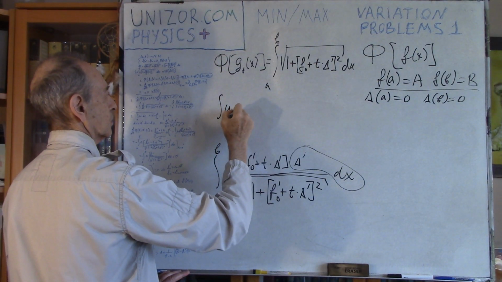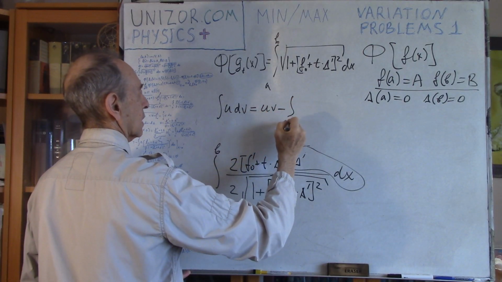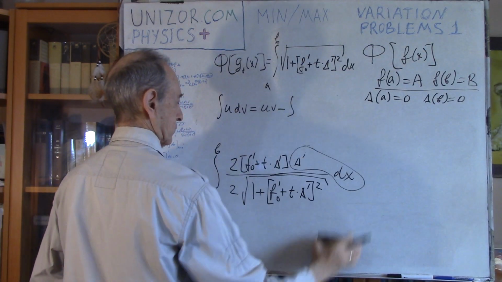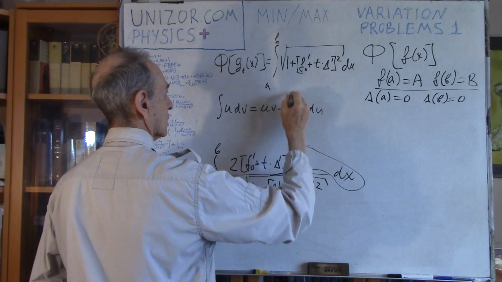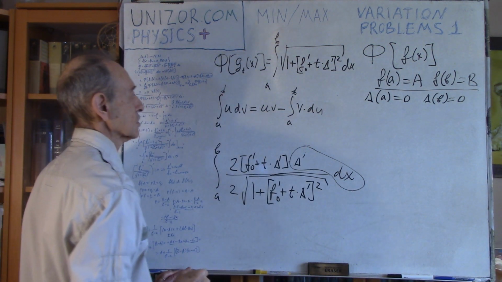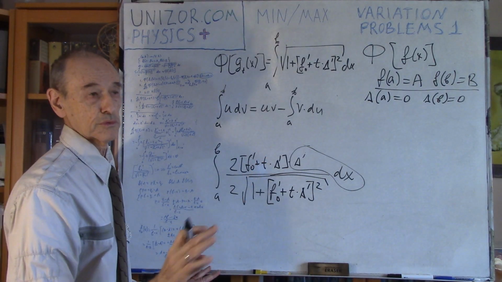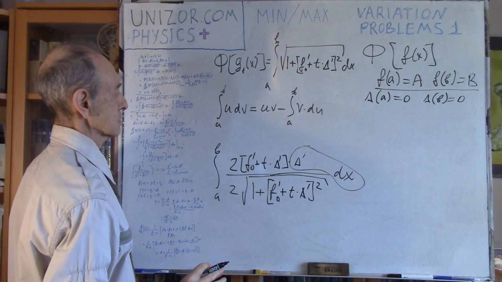Integral of u dv is equal to uv minus integral of v du. Remember integration by parts? Formula from calculus, integration by parts. I'll just use it. I'm not going to prove anything. I consider that people do know calculus.